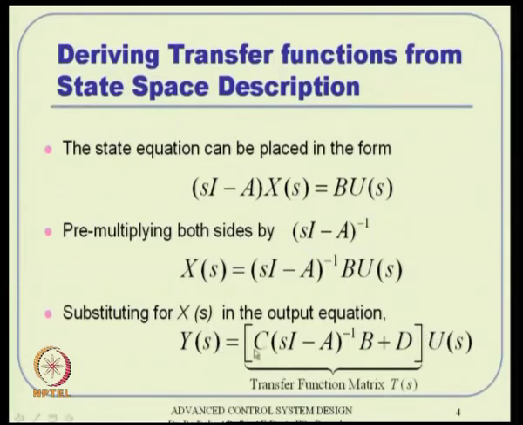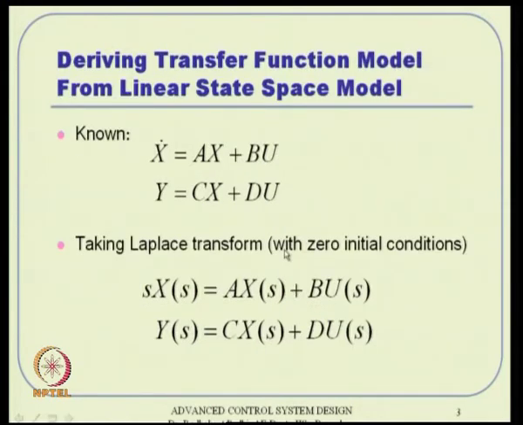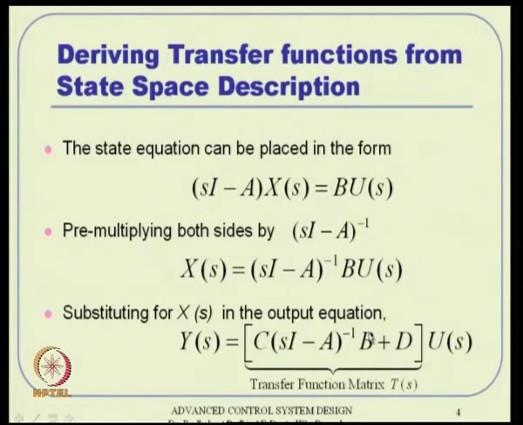Some books will write y of s by U of s, but that is just a notation, not an algebra. Y of s by U of s is not defined in terms of algebra. In algebra they mean y of s is equal to T of s into U of s, and the T of s expression is given by C into sI minus A inverse into B plus D. Remember, this is a unique way of doing this. The moment you know A, B, C, D, this is the T of s. There is no second expression available. So converting from state space to transfer function representation is always unique, and this relationship gives it.